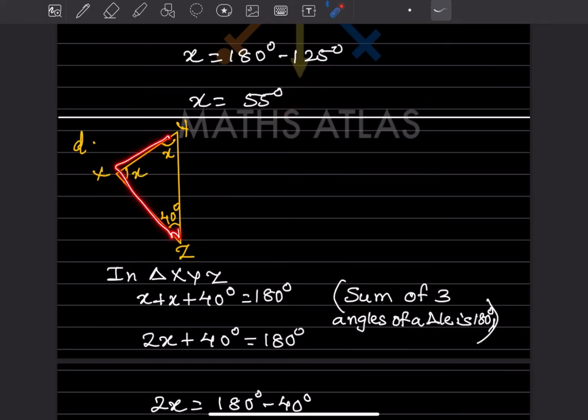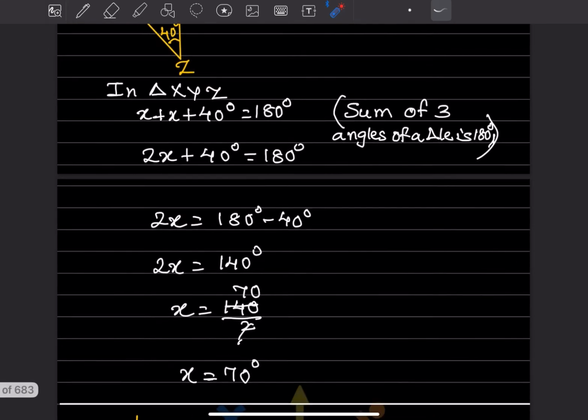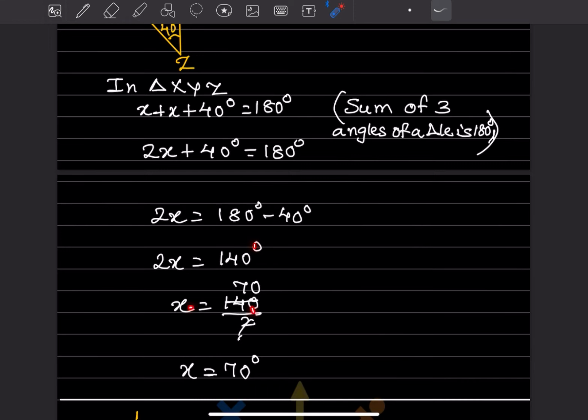Now this is the other triangle given. So what we have to do: x plus x plus this 40 is 180. So this will be 2x plus 40 is 180. So 2x is going to be 180 minus 40, if you take it to the other side. So 2x is 140. So x is going to be 140 divided by 2, since this is multiplication, it will get divided. So x is 70 degrees.